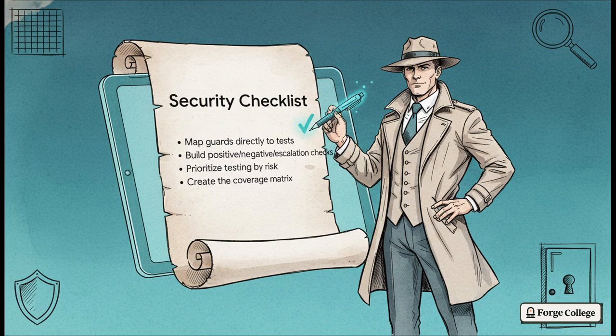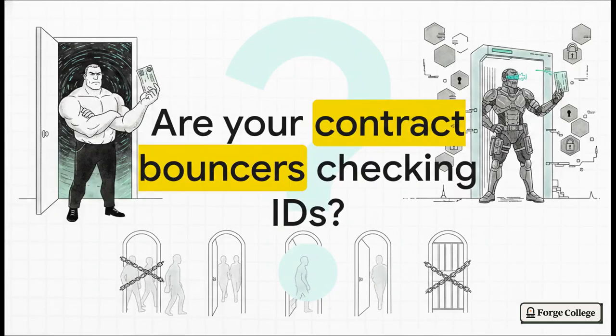This sets the stage perfectly for the next lesson in this module, designing access control test cases, where we use this blueprint to write our Hardhat and Ethers scripts. I'm going to leave you with this final, provocative thought. Are your smart contracts' bouncers actually checking IDs, or are they just standing at an open door looking intimidating? Don't leave your application's security up to assumptions.